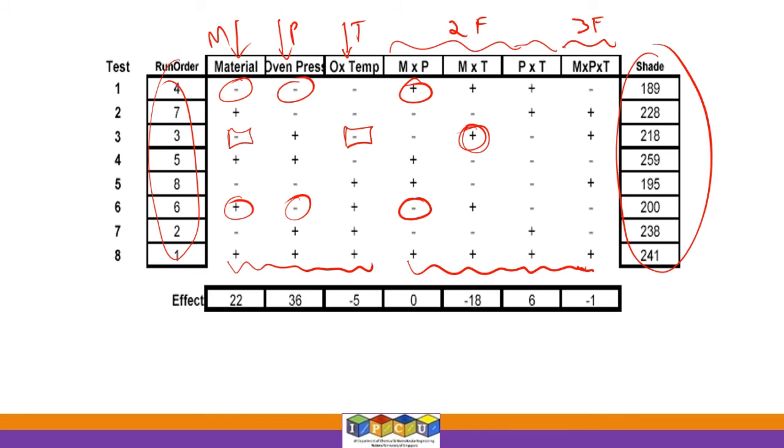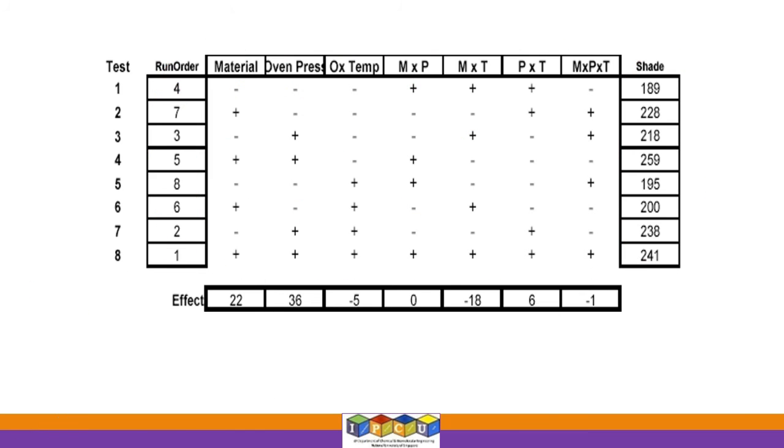So this is the expanded input matrix that takes care of the actual physical inputs, the two-factor interactions and the three-factor interaction. And then you can compute the effects quite easily. So how do you get this effect to be 22? I'll show it to you as diagrams in later slides, but this 22 is obtained by taking all the readings on that column with a plus sign.